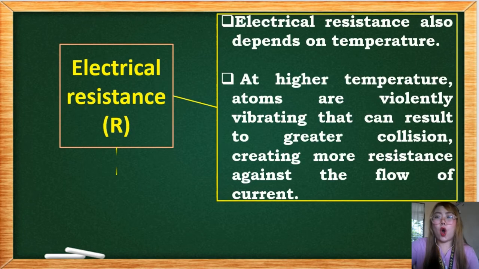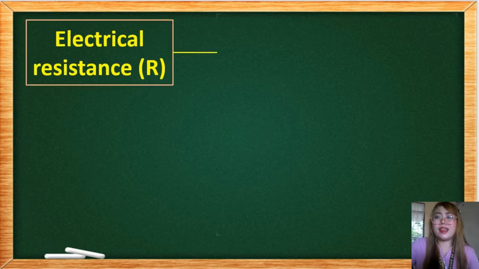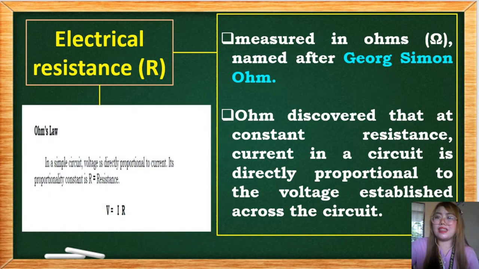Electrical resistance also depends on temperature. At higher temperature, atoms are violently vibrating, which can result in greater collision, creating more resistance against the flow of current. Remember that electrical resistance is measured in ohms, named after George Simon Ohm. Ohm discovered that at constant resistance, current in a circuit is directly proportional to the voltage established across the circuit. There you have it, our previous lesson, which is all about basic electricity.